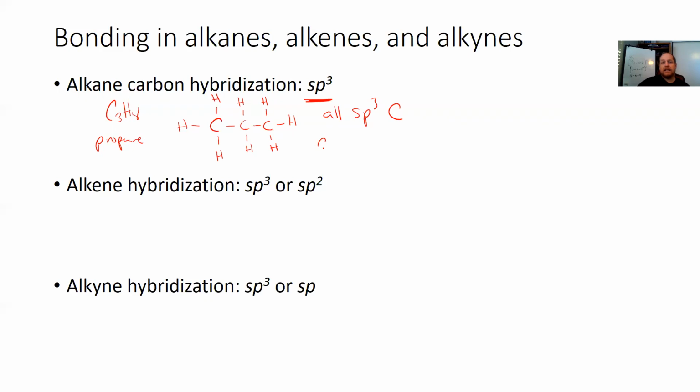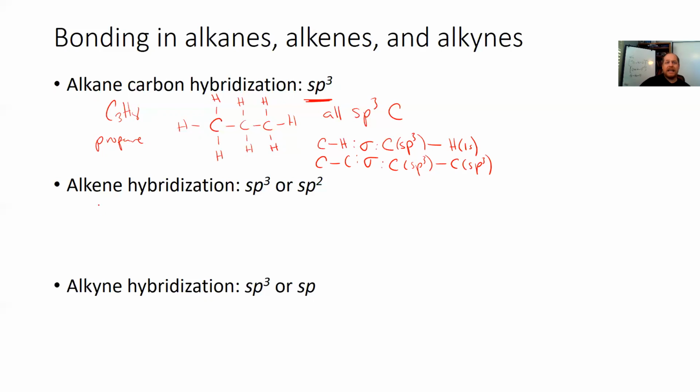If you were to look at a CH bond here, it would be a sigma bond between a carbon sp3 orbital and a hydrogen 1s orbital. Or if you were looking at the CC bond, that would be a sigma bond between a carbon sp3 and another carbon sp3. Those are the possibilities that you have there.